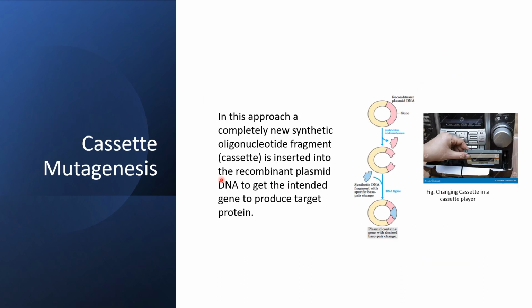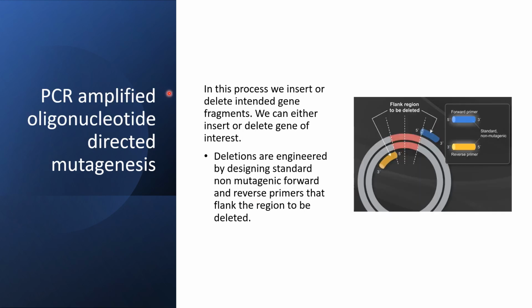Now let's talk about cassette mutagenesis. As the name suggests, this approach resembles a cassette player. Like we insert a cassette inside a cassette player to get the song of our desire, similarly in this process, we insert a completely new synthetic oligonucleotide fragment, which is also called a cassette, into the DNA plasmid to get the intended gene to produce the target protein.